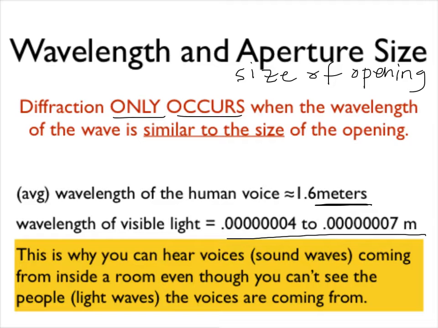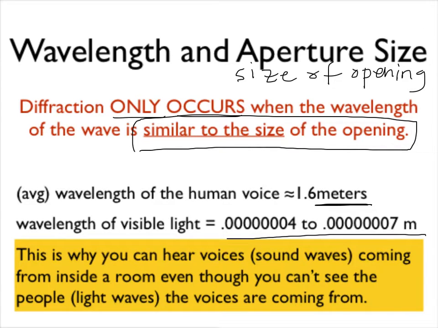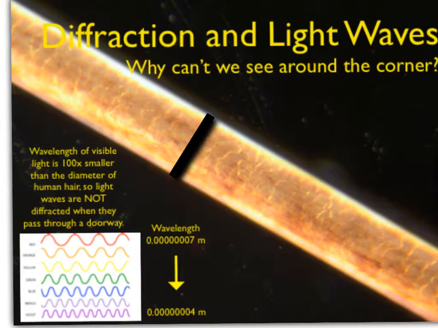The wavelength of the wave must be similar in size to the opening in order for diffraction to occur. If the wavelength of the wave is much, much smaller than the size of the opening, no bending, no diffraction occurs. Let's see if we can look at that another way.